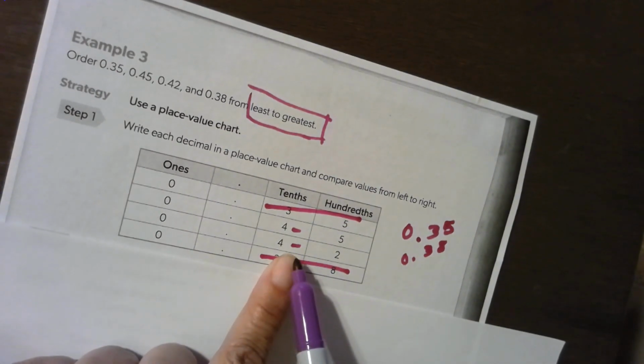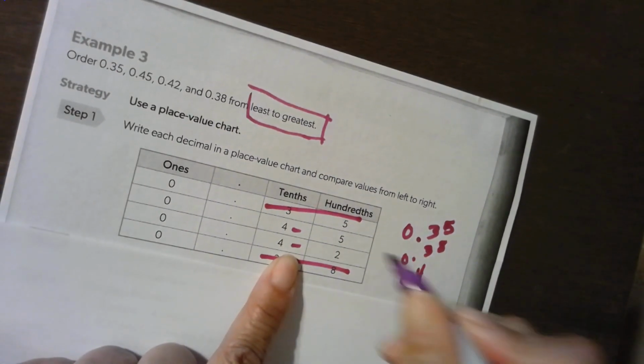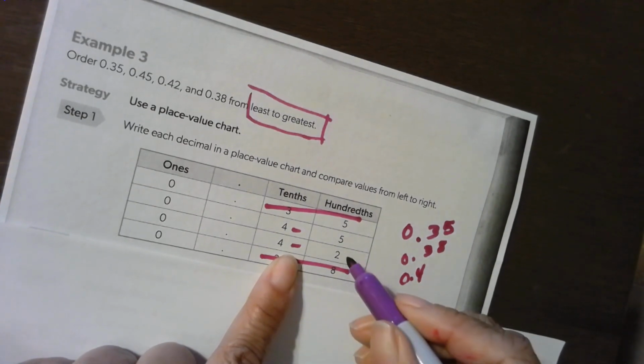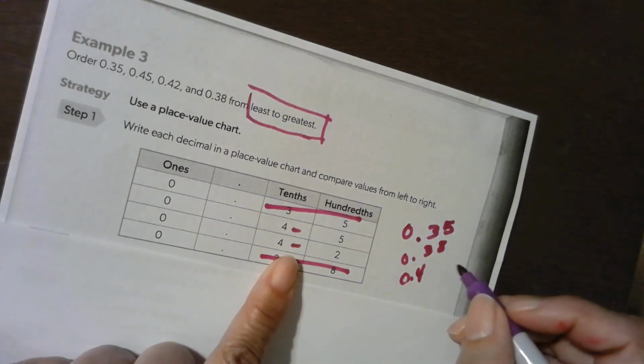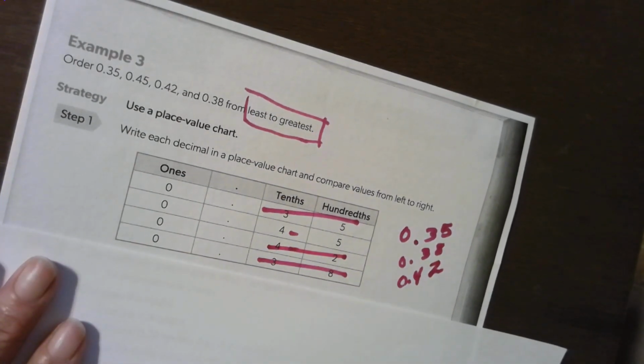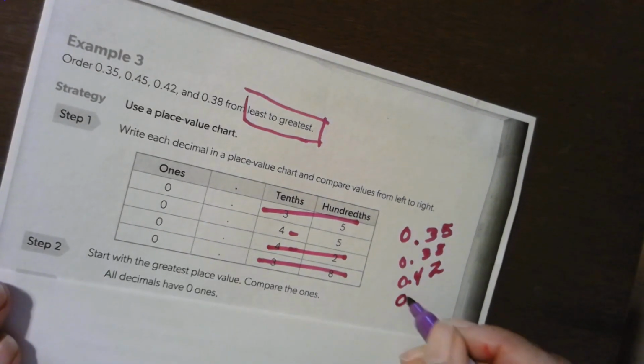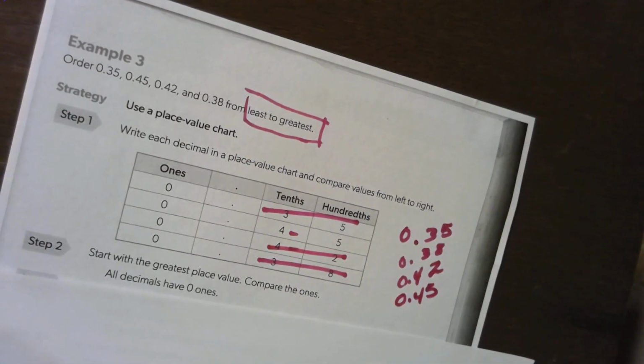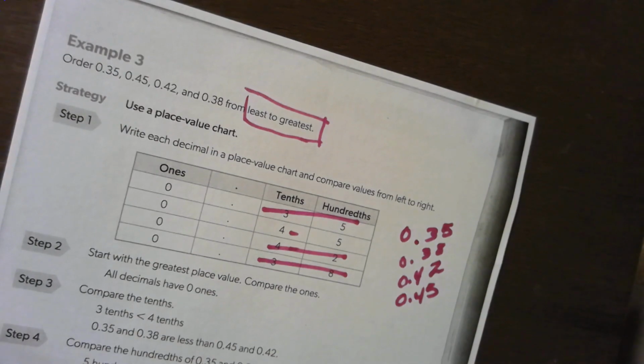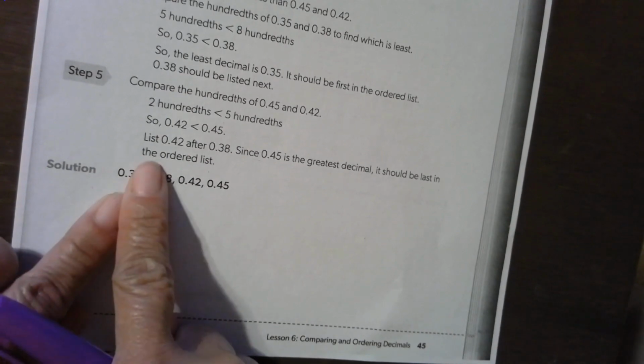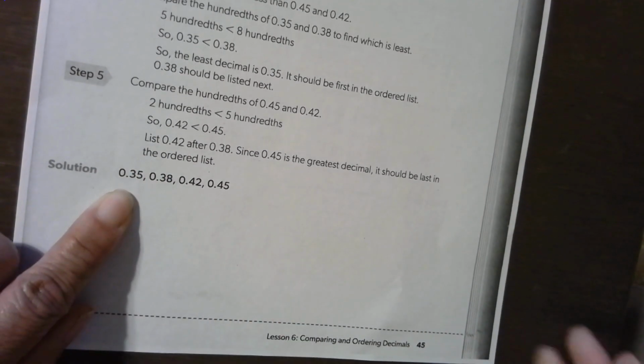And now we're at the fours. We have a 5 and a 2. We know the 2 is smaller than 5, so 42 hundredths would be next. And last is 45 hundredths. It's just like we do with whole numbers, but we have to be aware that the decimal point is there and it does make a difference. So in our solution at the bottom, we lined them up correctly and we found the correct answer.